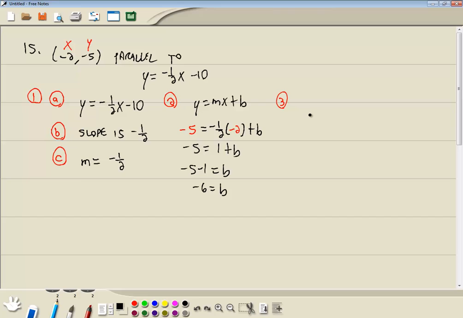In step 3, write your answer down. So we're going to plug in the m we found in 1c, which is negative 1/2, and we'll plug in the b we found in step 2, which is negative 6. So our answer is y is equal to negative 1/2 x minus 6.